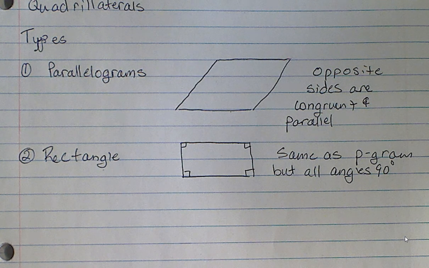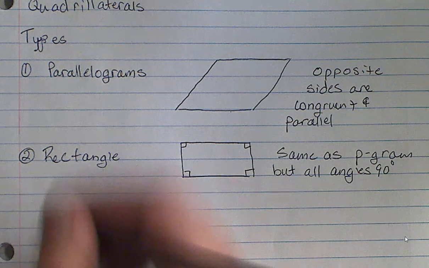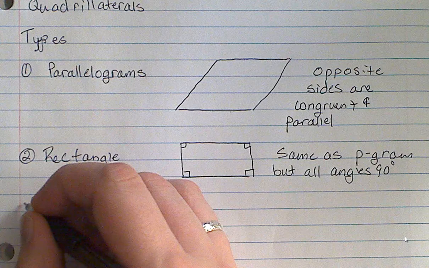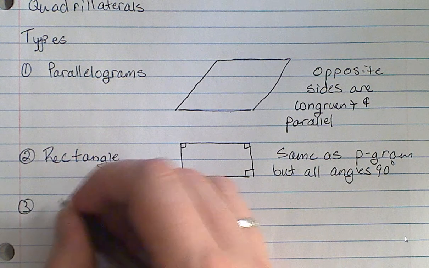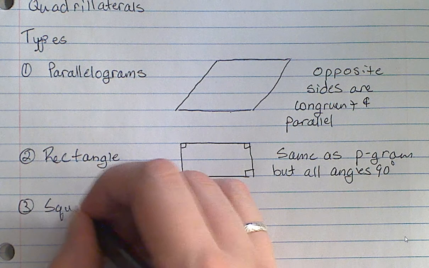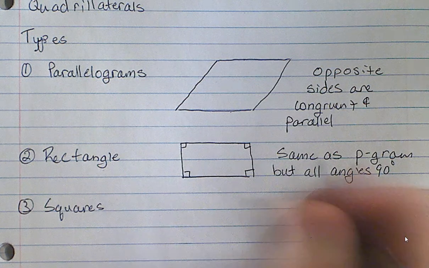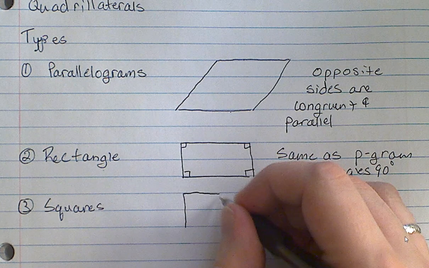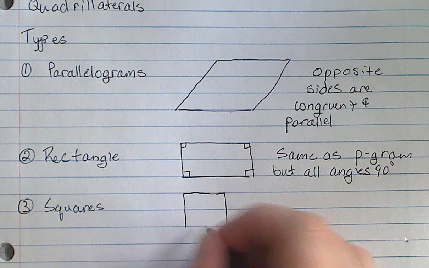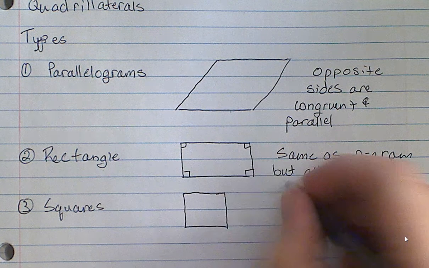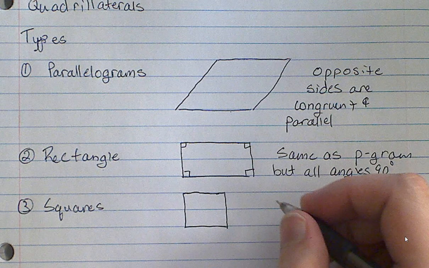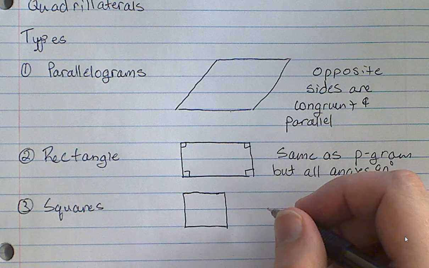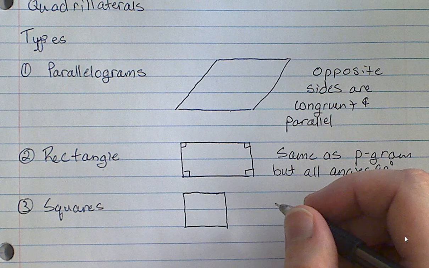Is that like how every square is a rectangle? It's exactly the same. Not every rectangle is a square. So now we're going to talk about the next one here, number 3, which are squares. Squares are the same as rectangles, except all sides have the same measure. So every square is a parallelogram and every square is a rectangle, but not all parallelograms are squares, and not all parallelograms are rectangles, and not all rectangles are squares.